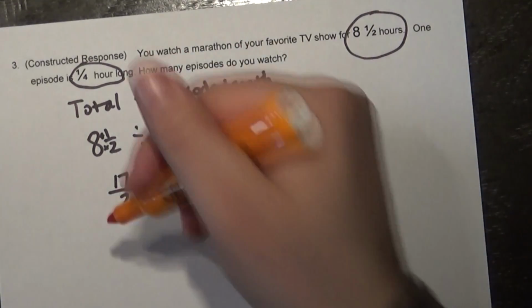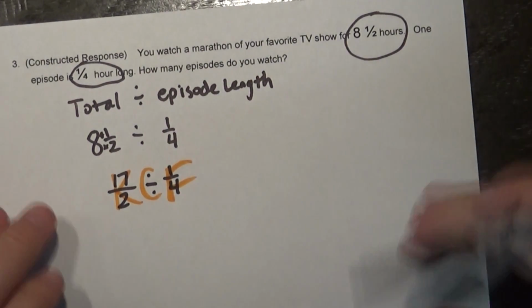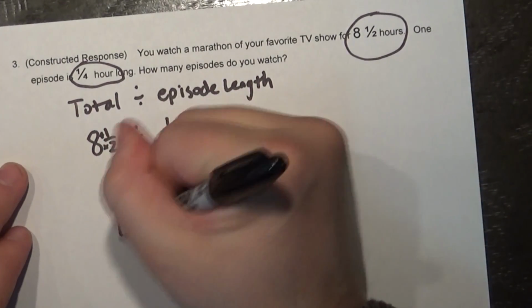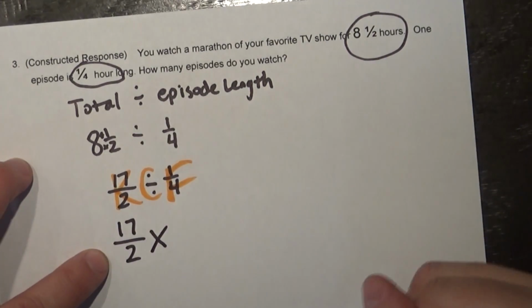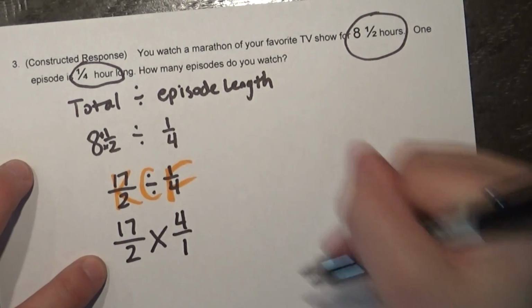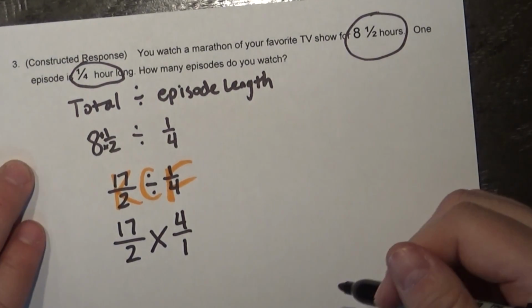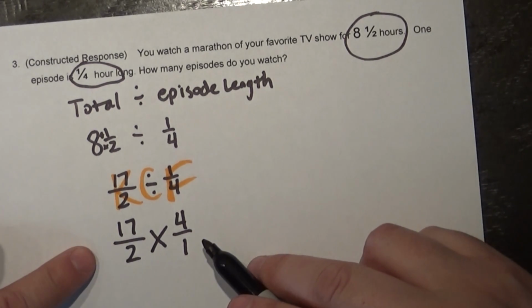Now I'm dividing fractions and I keep, change, flip. So I always think about KCF here. So I keep my first fraction, 17 over 2. I change my sign into multiplication, and then I flip or use the reciprocal of my second fraction. That becomes 4 over 1. At this point, I can cross simplify to make my life easier.